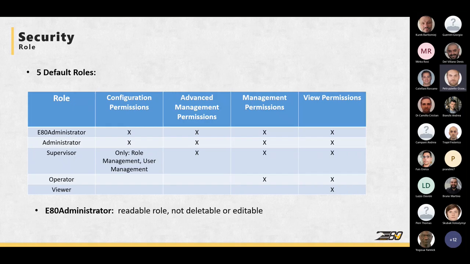And this is a schema of a mapping of permissions and users. So we have a default user, E80 administrator, that you can find in the system when you install it for the first time, and this has the administrator role. An administrator role with all permissions associated. So this role is readable. It's not possible to edit it, and it's not possible to delete it.